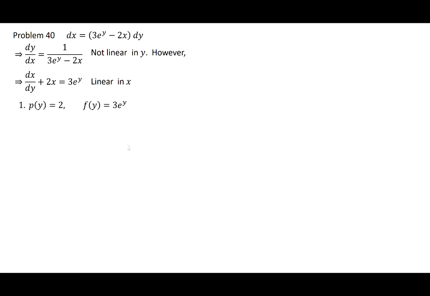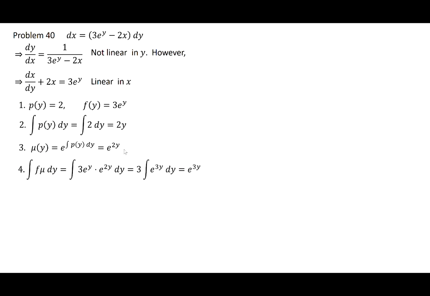Then the rest of it is straightforward, except you shouldn't call this p of x. You should call it p of y. P of y equals 2, and f of y is 3e to the y. In the next step, where we do the integral of p of x dx, we now need to do the integral of p of y dy, and that's 2y. Then mu is e raised to the integral of p of y dy, and that gives us e to the 2y. In the next step, instead of the integral of f mu dx, we do the integral of f mu dy. The integral of e to the 3y is e to the 3y over 3, and that over 3 multiplied by 3 just becomes 1, so that's why we have e to the 3y.